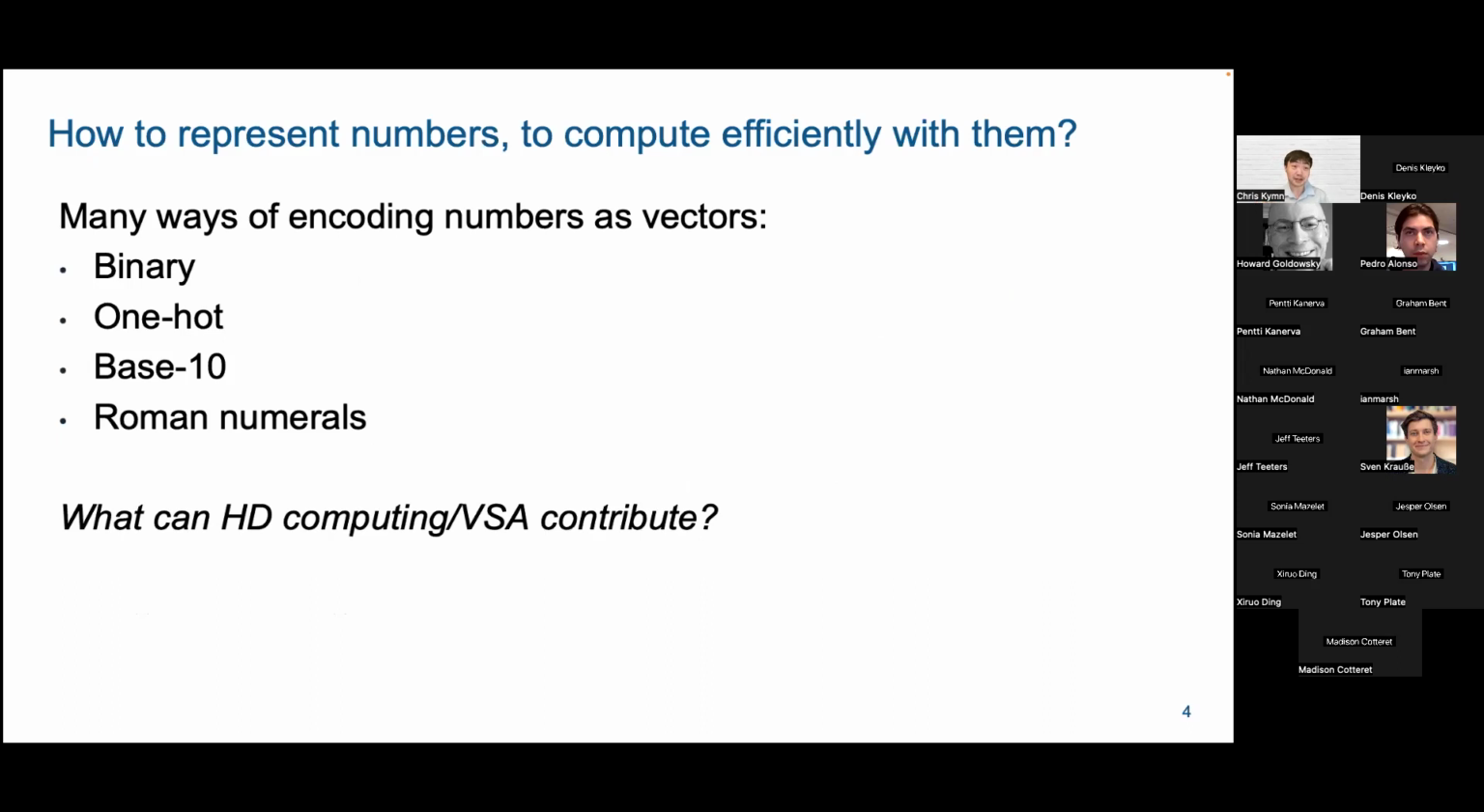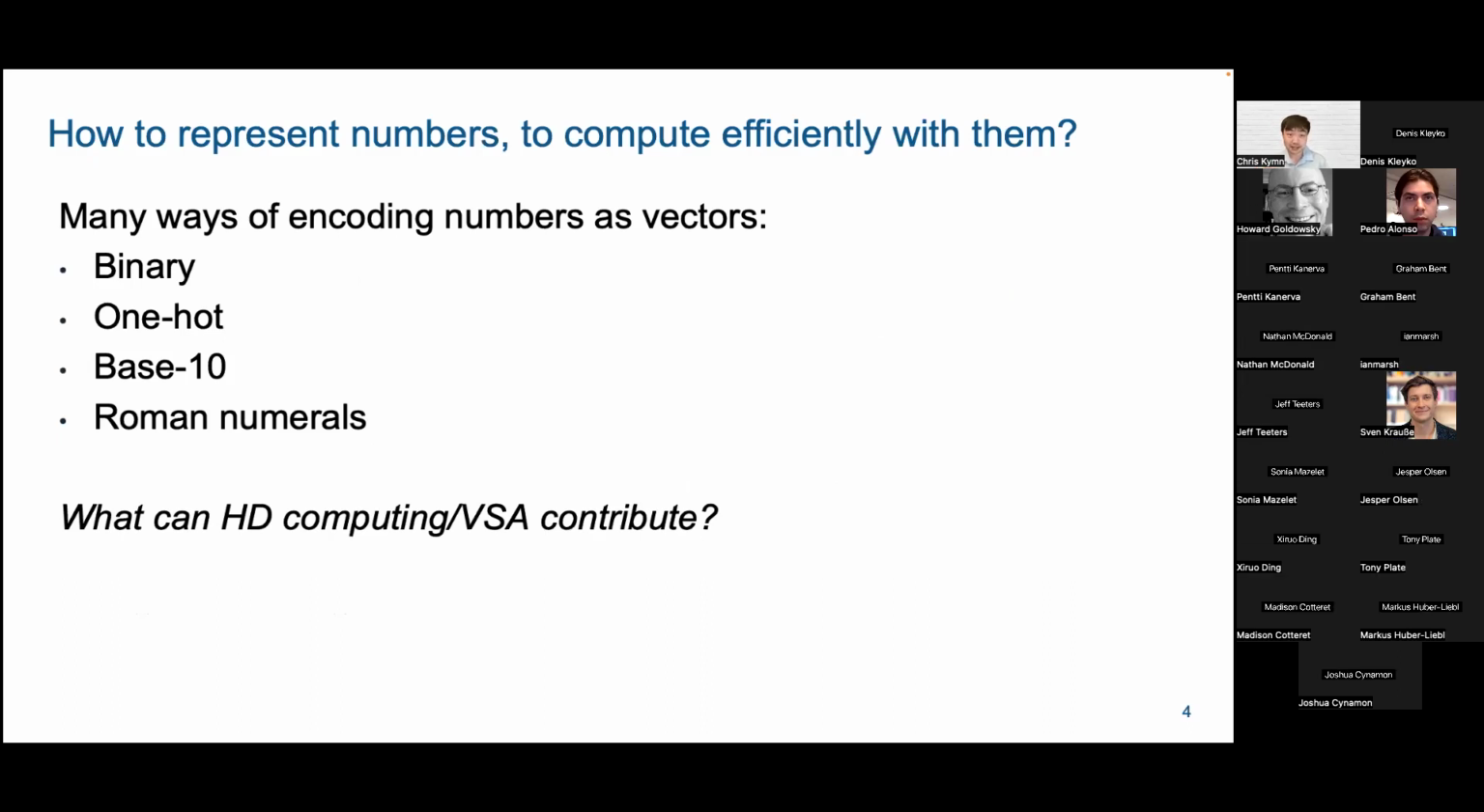The broader question I want to start off with is how to represent numbers in order to compute efficiently with them. As I'm sure we're all familiar with, but a point that we often don't appreciate, there are many different ways of encoding numbers as vectors. We could encode them as binary values. We could encode them as one hot, so 1 for one particular value and 0 everywhere else. We could encode them as base 10 numbers. We could encode them as Roman numerals.